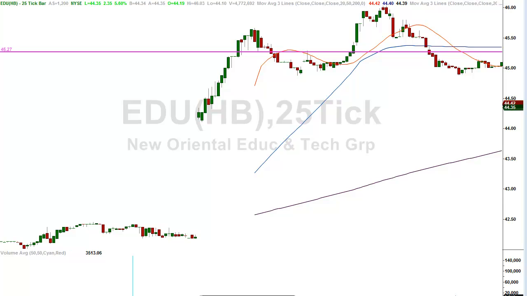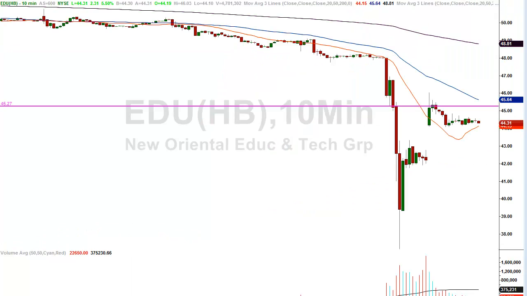This is what I teach in my course. I teach you how to identify the highest probability area where a stock is likely to have a price reaction in the other direction. Now we're back on a 10-minute chart of the same stock, and you'll notice that the stock is trading significantly lower now into the trading day, as the 45.27 would indicate. So the stock found resistance at that level, but it took a while to play out.